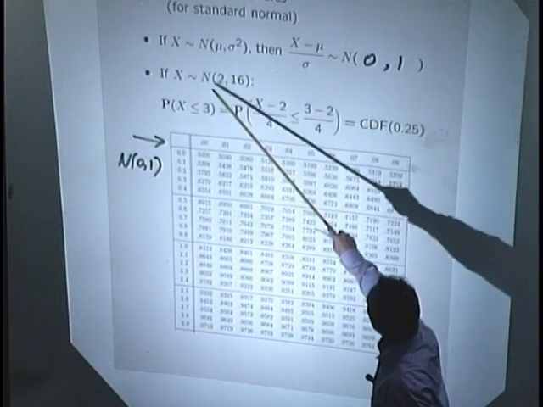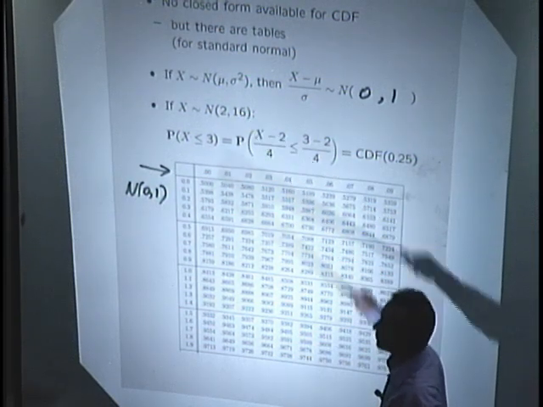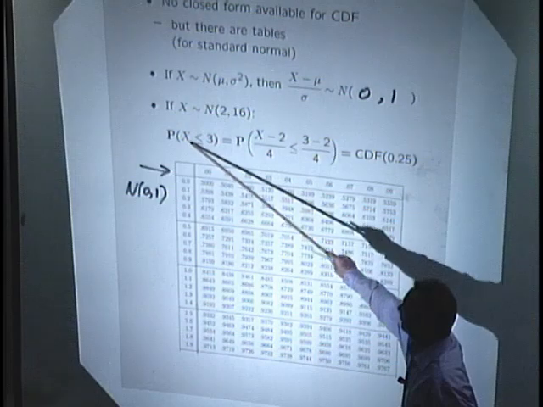So it's a useful quantity, but it's also useful for doing the calculation we're now going to do. So suppose that x has a mean of 2 and a variance of 16, so a standard deviation of 4. And we're going to calculate the probability of this event.